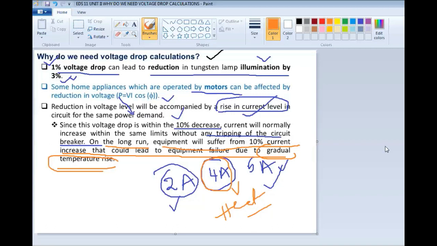Because of these conditions, you have to do the voltage drop calculations. After that you have to take the precautions. So that is the need of calculating the voltage drop.